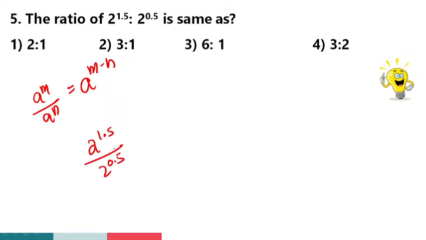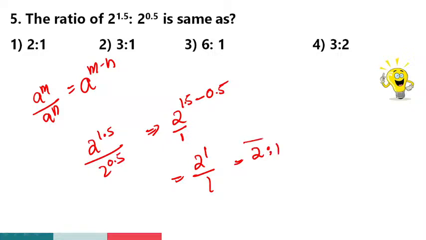A is to b and a by b are the same. That's why I am noting it like this. Okay, so 2 power (1.5 minus 0.5). If there is no denominator, it means 1 is there. Right. So 2 power (1.5 minus 0.5) is 2 power 1 by 1. So what is 2 power 1? It is 2. Now I can write 2:1. Yes, that's why the first option is the right answer, guys. So clear, guys, all of you?